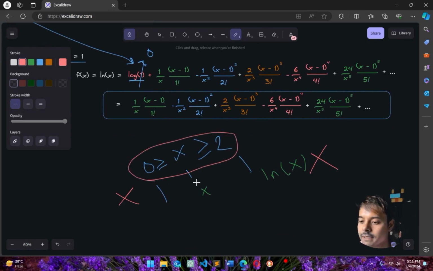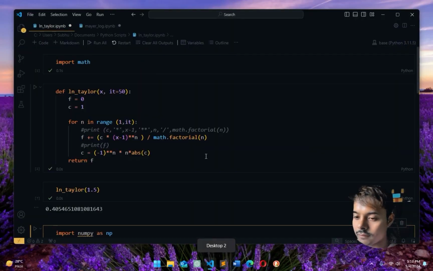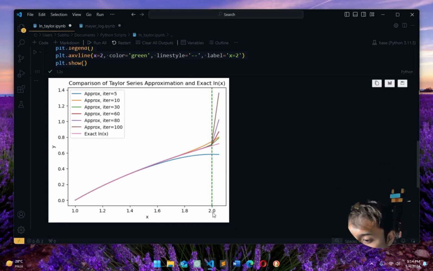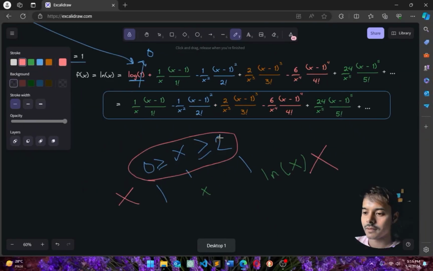So let's see how it diverges. We can see here that when x reaches the value 2, after that we see divergence behavior of the series. Look how drastically they diverge. And this pink line is the exact value. This is in the range, right? This is the track. So this was the limitation of the Taylor expansion.